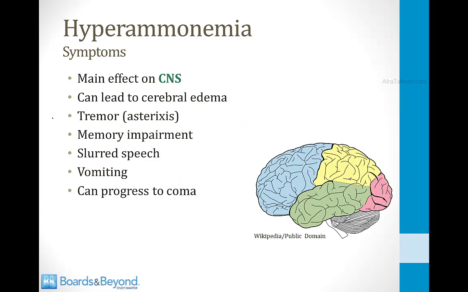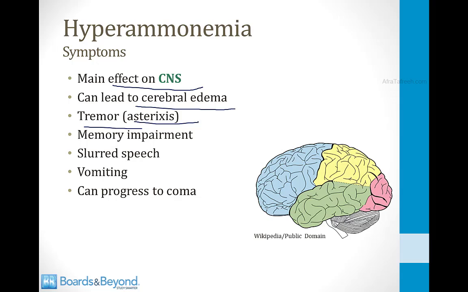The main clinical effects of hyperammonemia that you will see when you examine patients have to do with the central nervous system. High levels of ammonia can lead to cerebral edema. They classically cause a tremor called asterixis. If you ask patients to hold their hands out in front of them and put their palms up like they are telling someone to stop, their palms will flap, and that is asterixis.